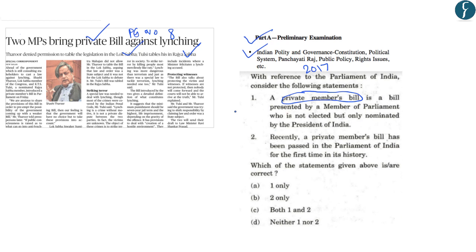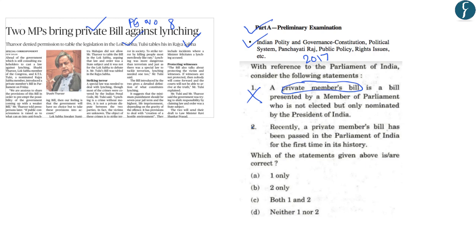Now coming to the question that was asked in 2017, it read: with reference to the Parliament of India, consider the following. The first statement reads, a private member's bill is a bill presented by a member of the parliament who is not elected but only nominated by the President of India. Now this statement is wrong because elected members of the parliament other than the ministers can also introduce a private member's bill.